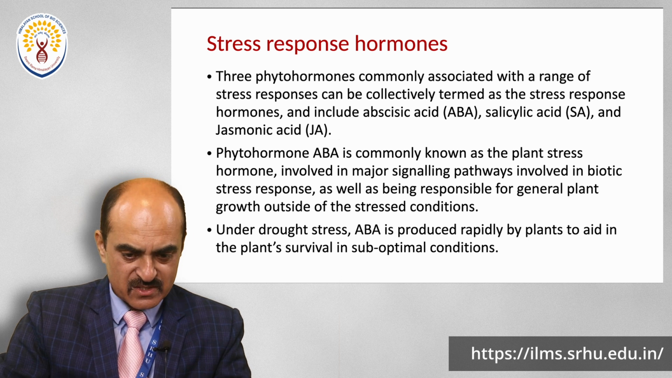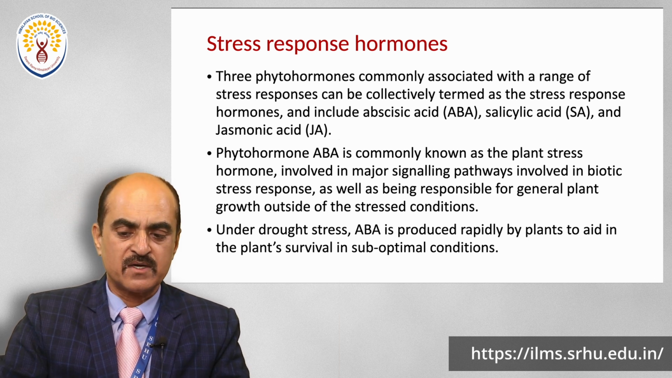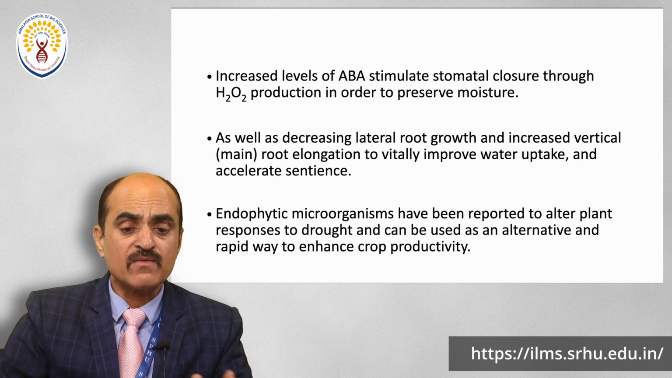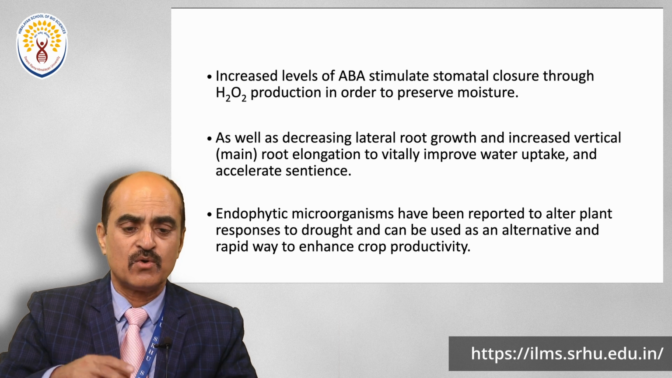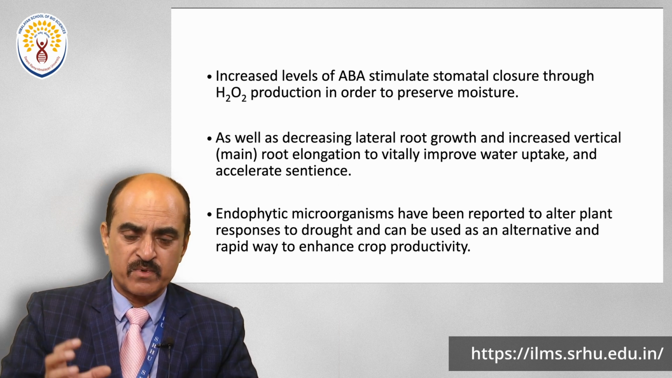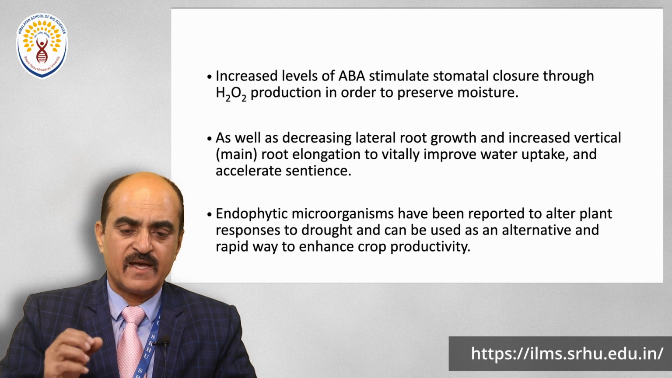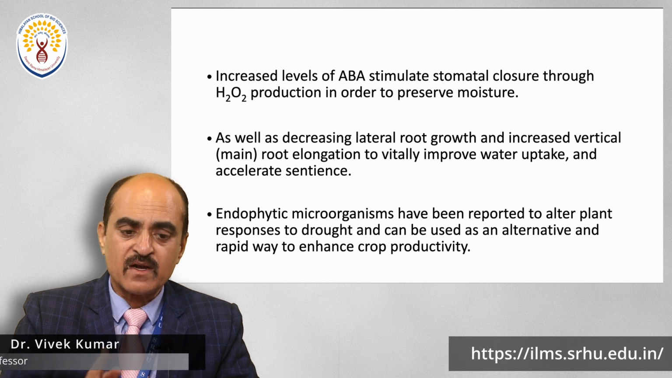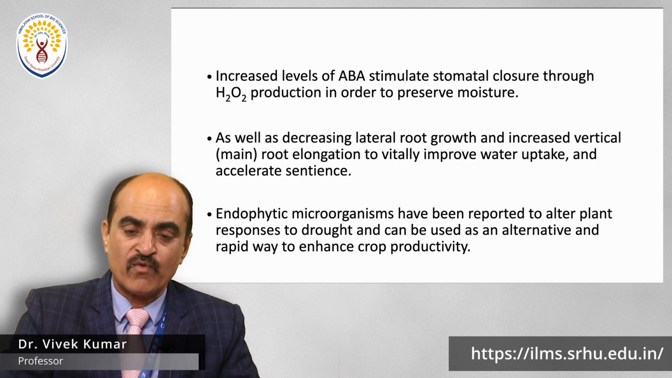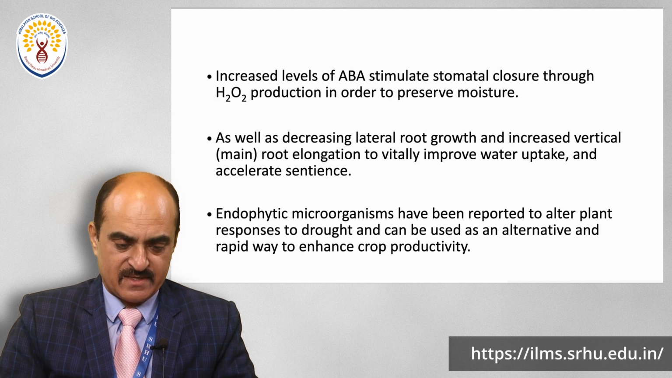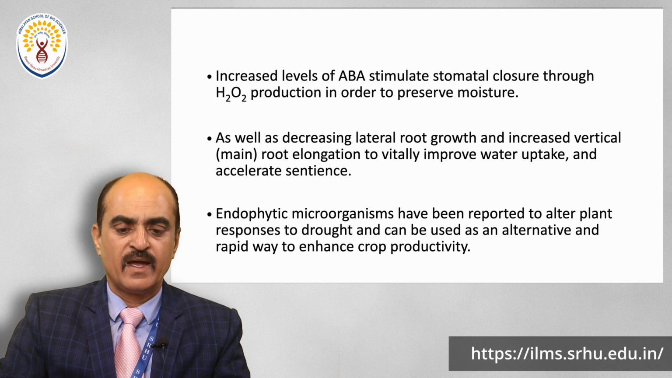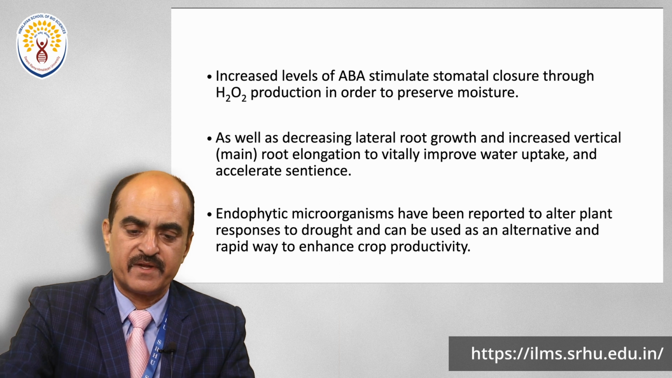Under drought stress conditions, abscisic acid is produced rapidly by plants to aid in plant survival in suboptimal conditions. The enhanced level of ABA stimulates stomatal closure, through H2O2 production, in order to preserve moisture. ABA production also decreases lateral root growth, increases vertical root elongation to vitally improve water uptake, and accelerates senescence. The endophytic microorganisms have been reported to alter plant response to drought and can be used as an alternative and rapid way to enhance crop productivity.